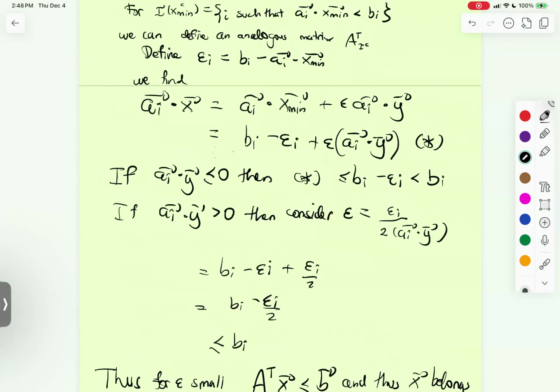Epsilon i is a gap between b_i and a_i dot x. Mean, so it's not epsilon. It's different from epsilon, a slightly different thing. The only thing I'm saying is that if you do this dot product, in the limit, this... sorry, what was this?